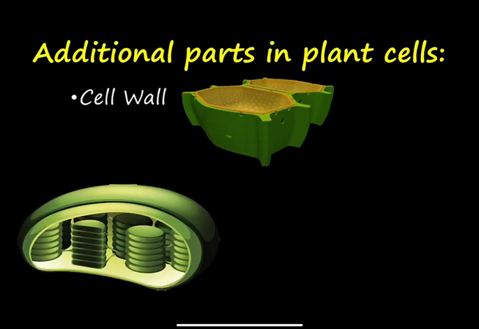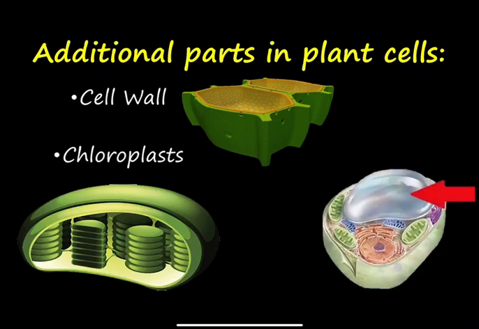Do you know what this is? This is a chloroplast. A chloroplast is instrumental in helping the plant cell with the process of photosynthesis. Do you know what this is? This is what we call a vacuole, a large vacuole to be precise. It is where the plant cell holds the majority of its water.